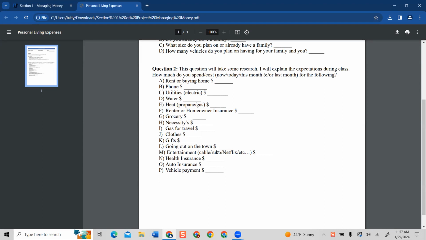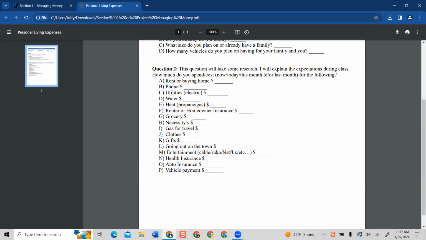Going out on the town. So some of you are young and some of you go out of town. Some of you are still young and you go out on dates with your spouse. That is awesome. Just figure out how much you spend each month going out. Some of you go out on the weekend, some of you go out through the week, but just calculate how much extra you spend.